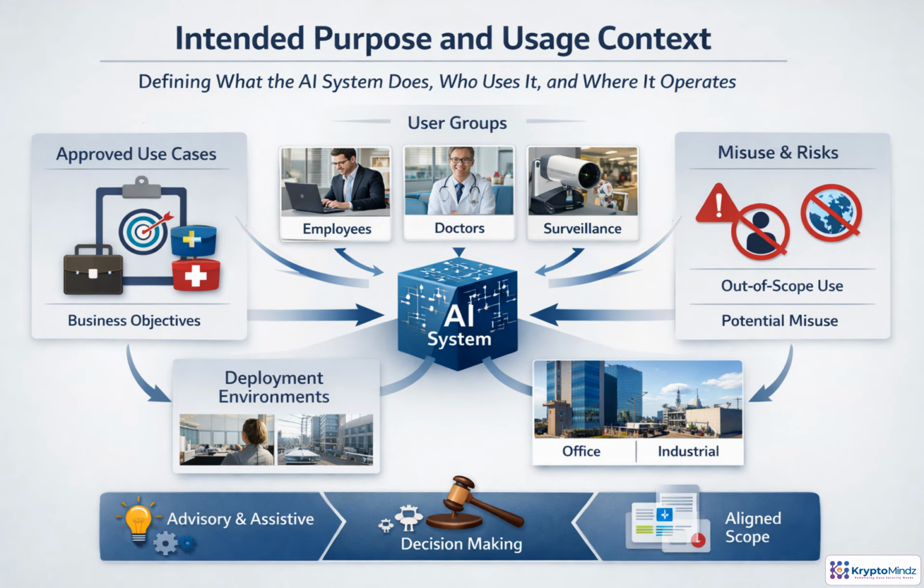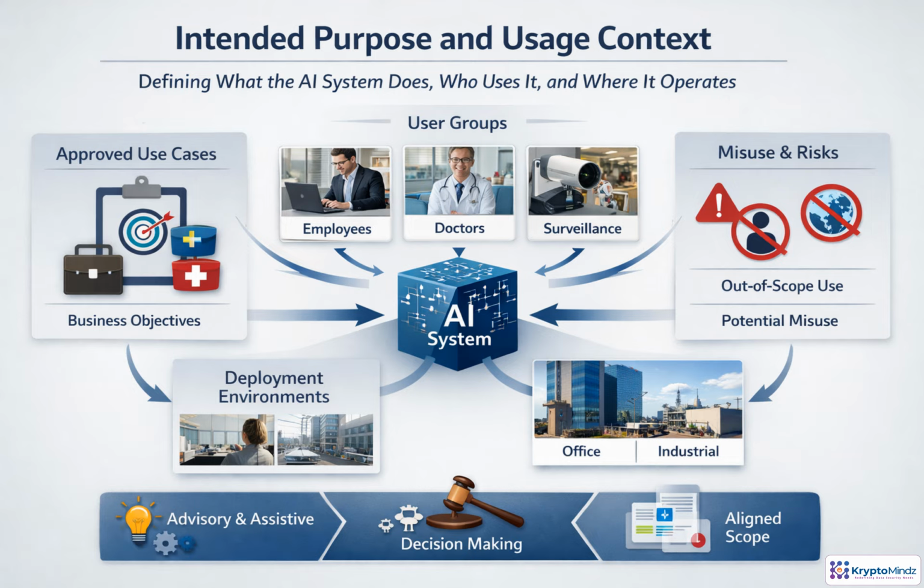Intended purpose is the control point for an AI system. It defines what the system is approved to do, which users it serves, and which environments it may operate in. That clarity helps prevent scope creep. It also helps identify foreseeable misuse, uses that are tempting, possible, or risky, even if nobody officially approved them.